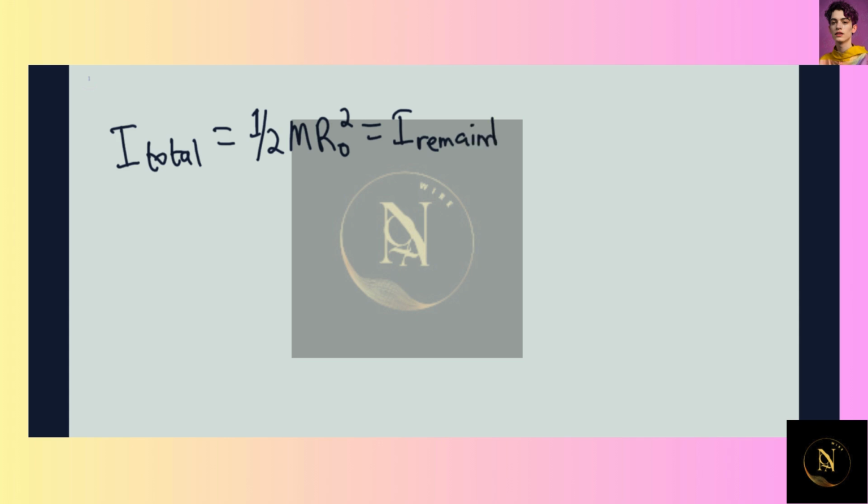We know that the mass of the cutout piece is proportional by area to the mass of the entire piece. So we can say that the total moment of inertia would be equal to 1/2 times m r sub o squared. This would equal the moment of inertia of the remaining piece plus the moment of inertia of the cutout.